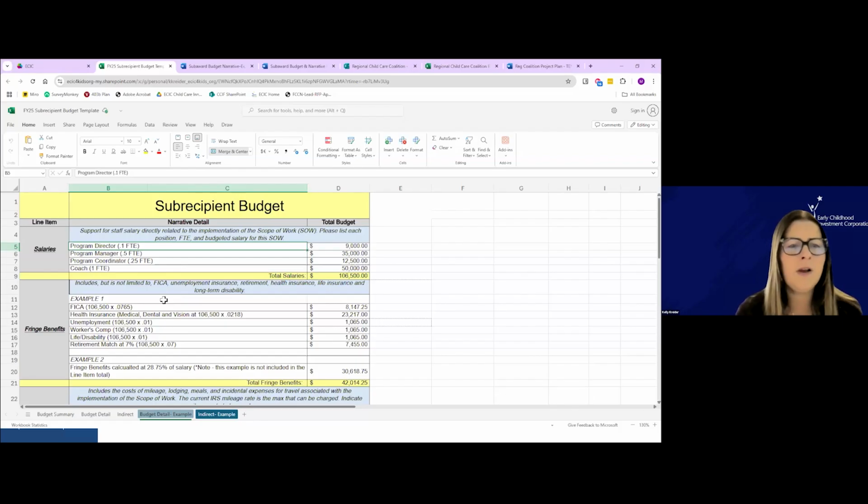There are a couple of examples in fringe here that you can see. There are different ways to reflect your fringe rates within your organization. Either is fine, they just should align with how you record that information in your general ledger.